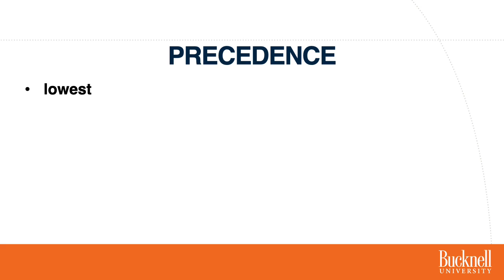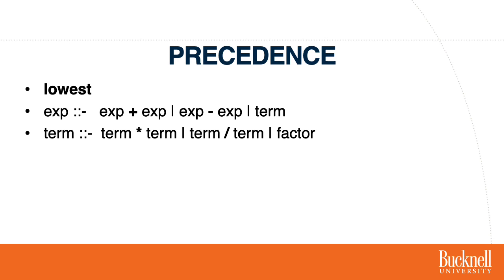We can represent precedence order using multiple rules. At the lowest precedence order, we can have expressions. Expressions allow us to add and subtract, or an expression can be replaced with a term. At the next level, we have terms. Terms can be multiplied or divided, or they can be replaced with a factor. Factors can either be replaced with a number or can be replaced with an expression, but the expression needs to have brackets around it to indicate that it is done first.